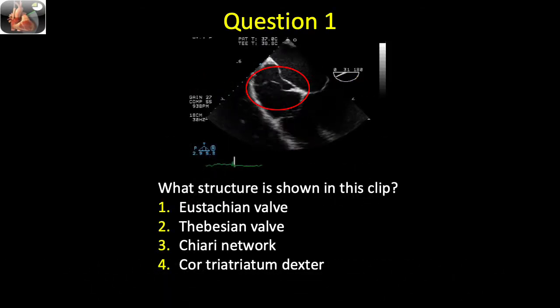We are going to begin the talk by reviewing a few questions and over the talk answering these questions. Question 1. What structure is shown in this clip?